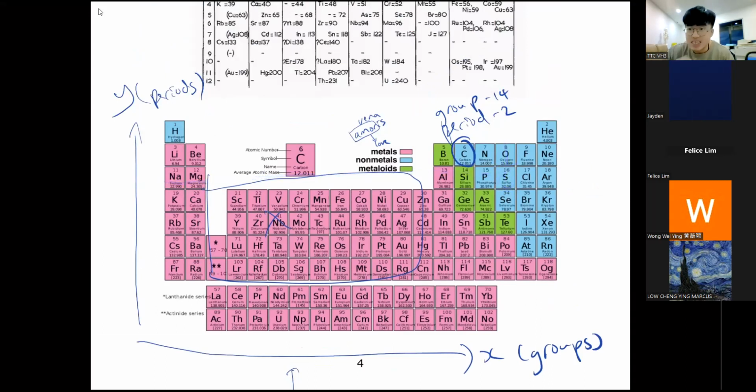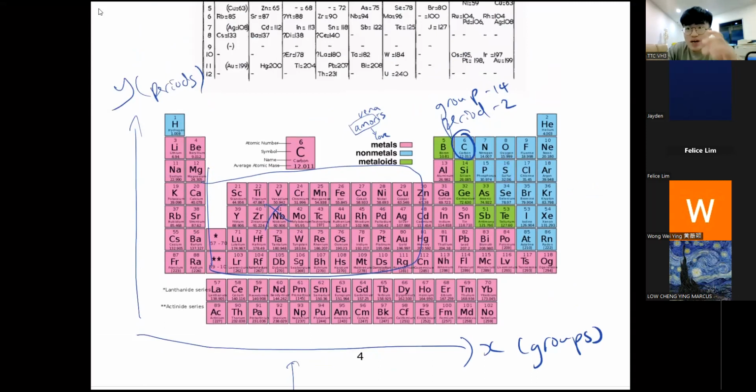Okay, guys, you will learn this in detail in chemistry, but now I'm telling you, what I'm teaching you right now actually belongs to year 10. But I decided to pull it down because I just think that there's no point for me not to teach you this because you're learning next year anyway.